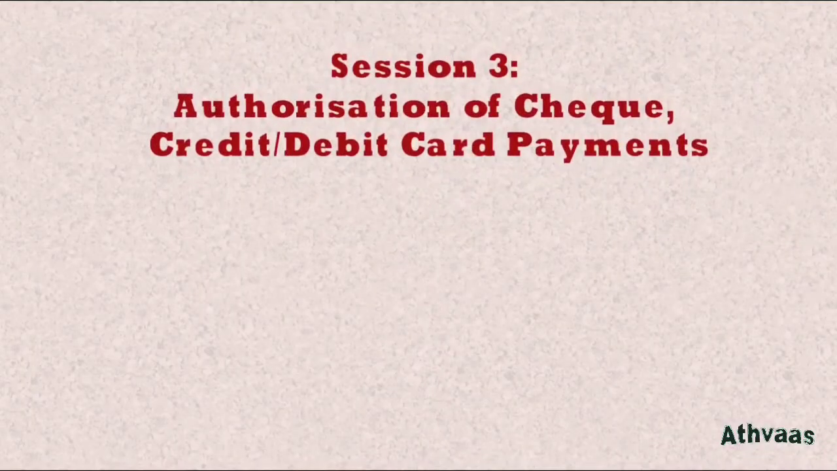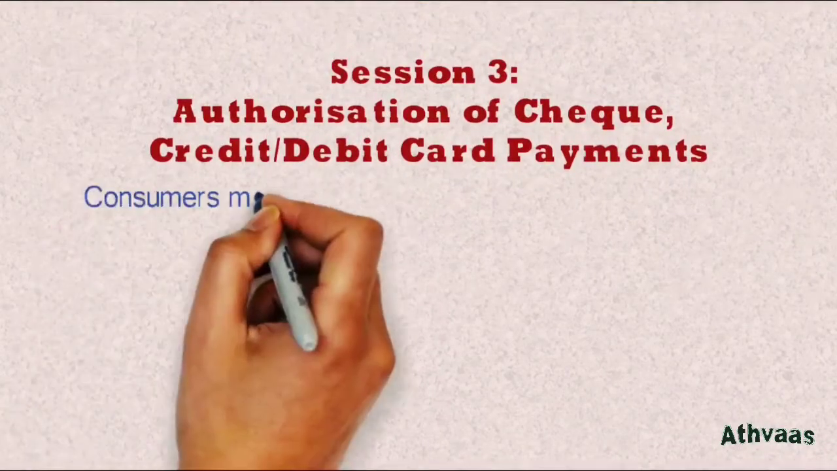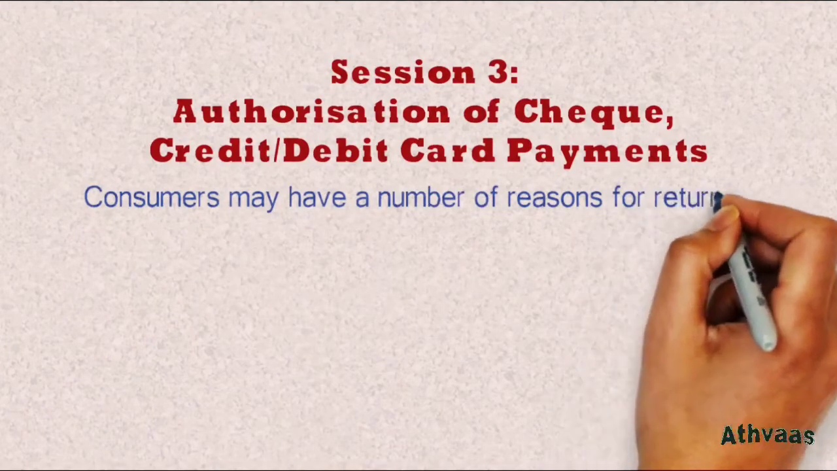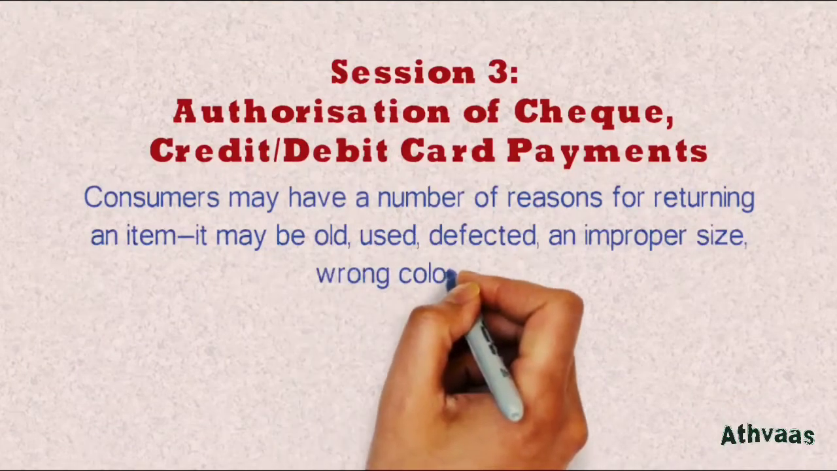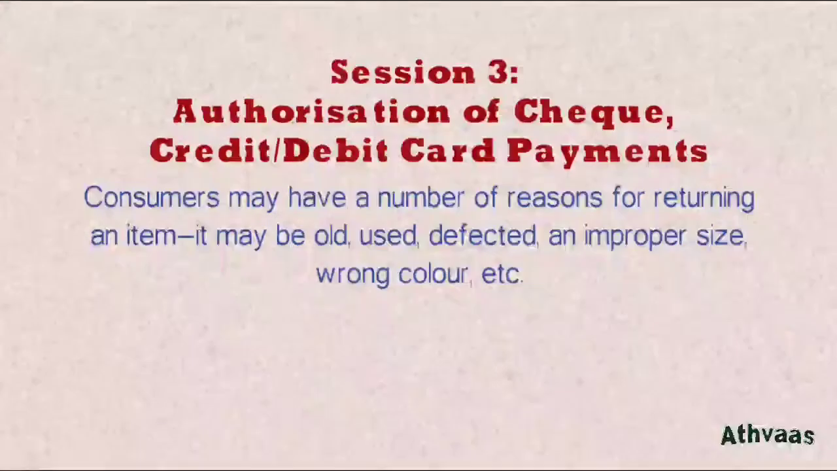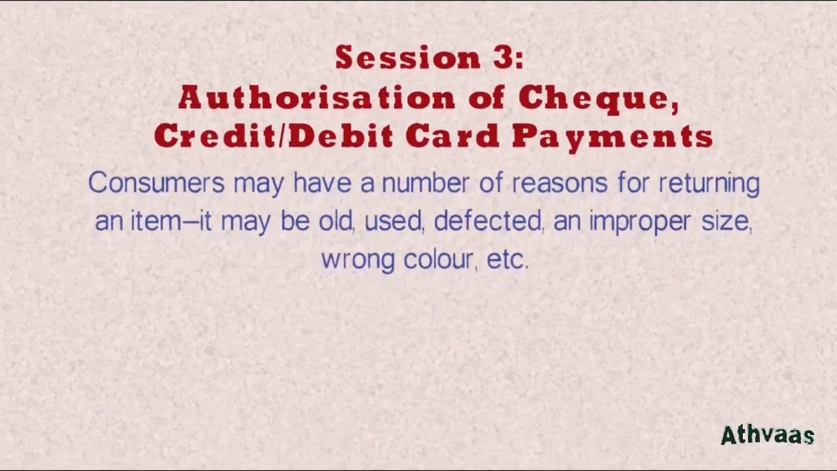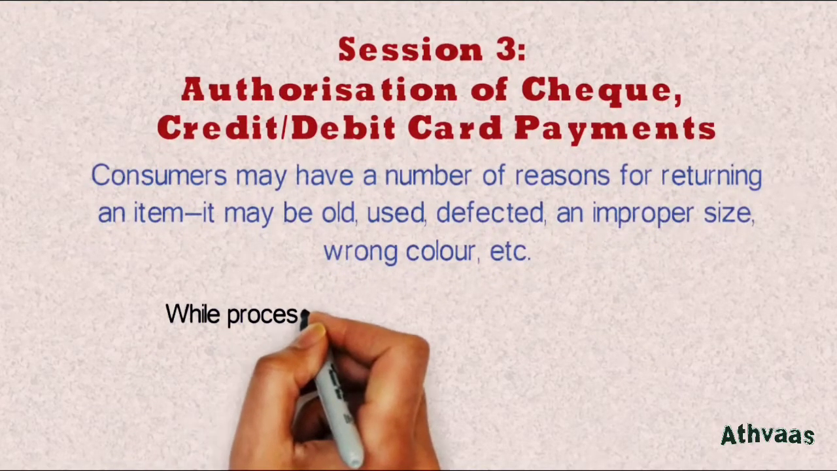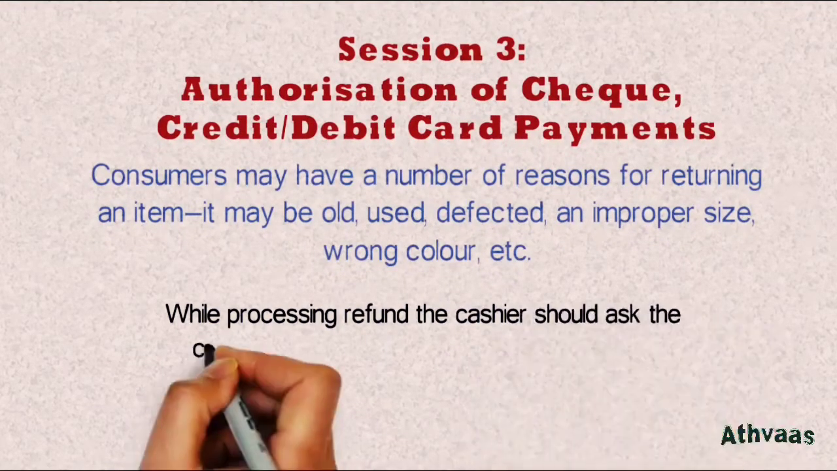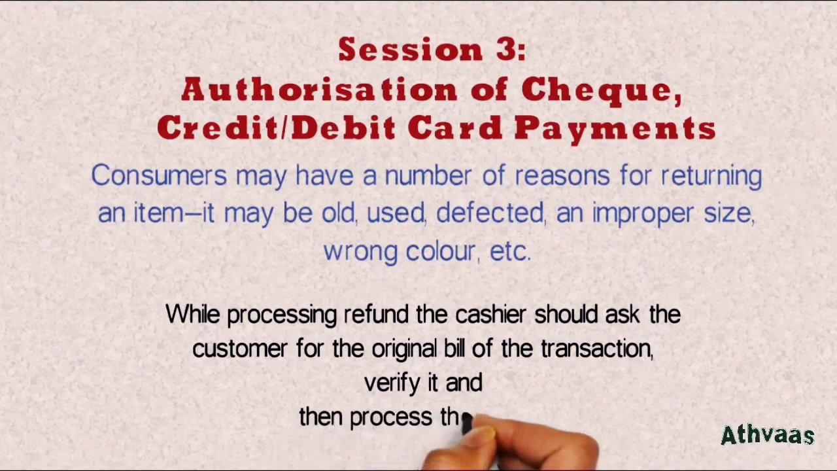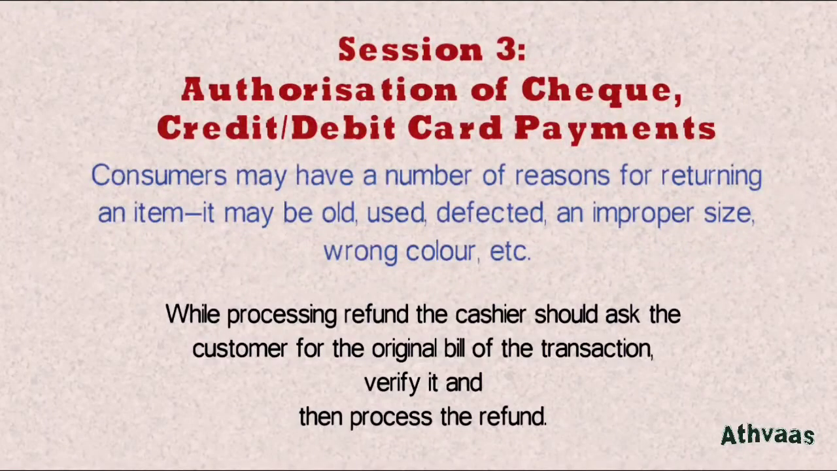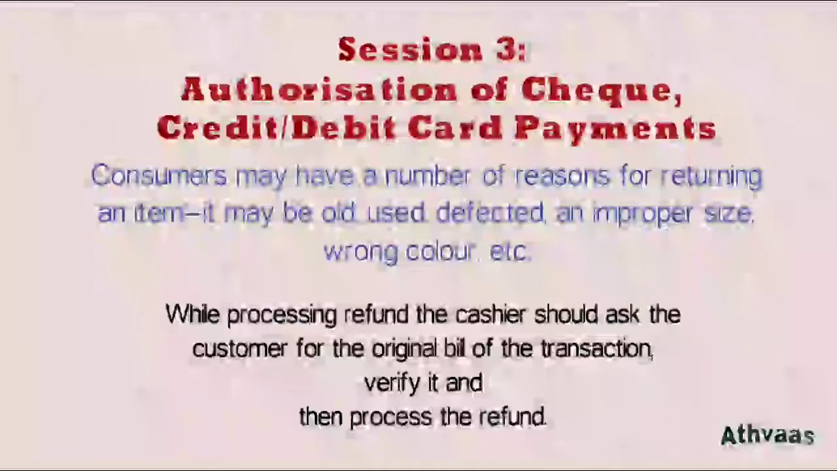Under normal circumstances, customers may have a number of reasons for returning products. The products may be old, used, defective, of improper size, or the color may be wrong. So to process that, the retail cashier should ask the customers for the original bill of the transaction and verify it, and then process the refund to avoid any clash or problem.